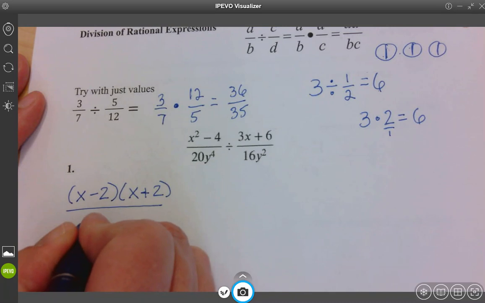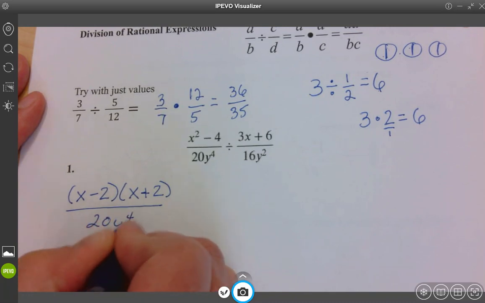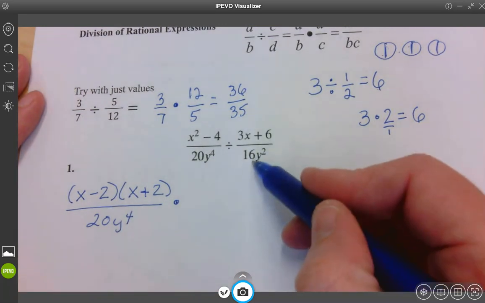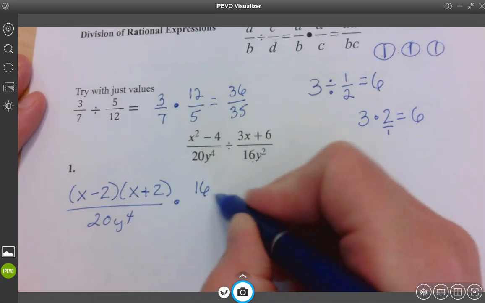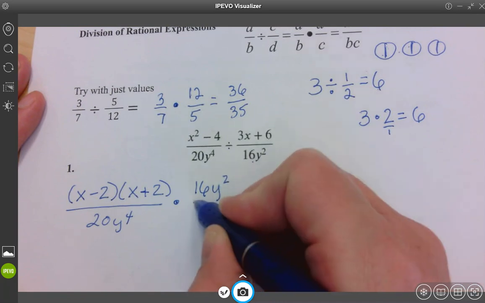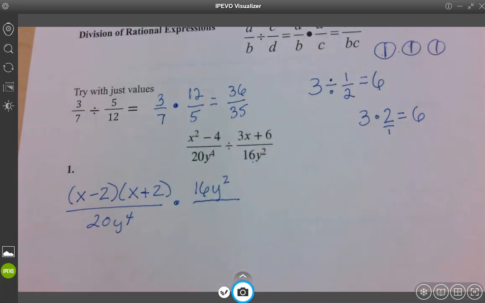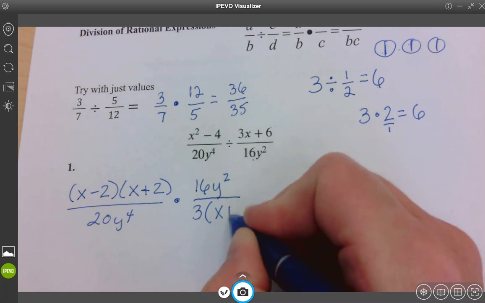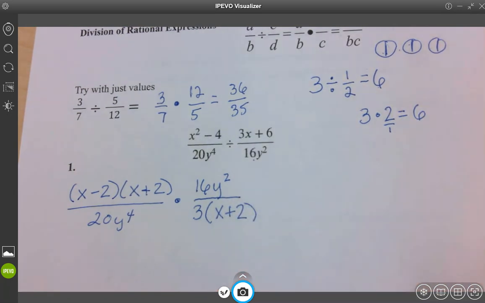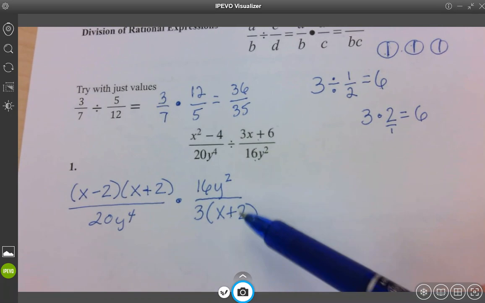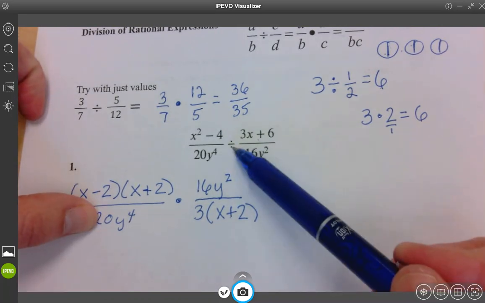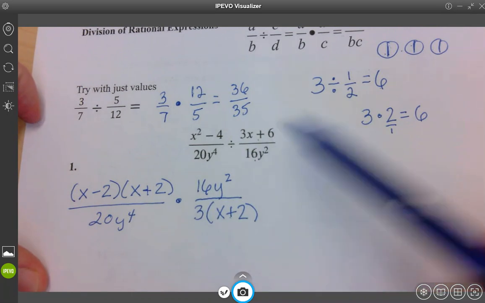And then I've got over 20y to the 4th. I'm going to change my divide to a times, and then I'm going to put this on the top, 16y squared. And then what factors out of 3x plus 6? 3 times x plus 2. Yeah. Okay, so going from here to here, I factored. I just brought this one down. I changed divide to multiply, and I flipped my fraction.